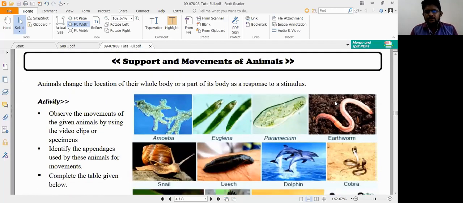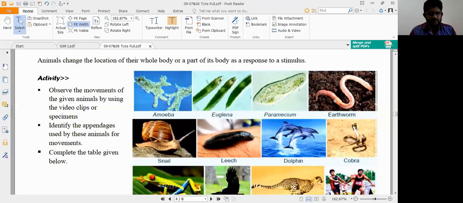A small activity we are going to do here. We are going to take different types of animals. Concerning each and every animal here, we are going to point out what sort of movement they show, or for the movement, what body part they use. Animals change the location of their whole body or a part of their body as a response to a stimulus. Read the activity. Observe the movements of the given animals by using the video clips or specimens. Identify the appendages used by these animals for movements. Complete the table given below.